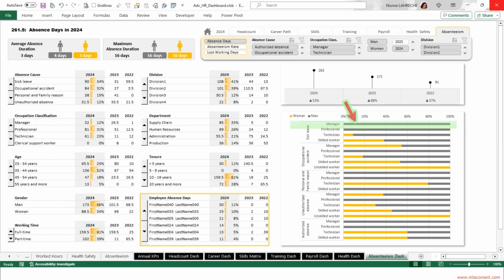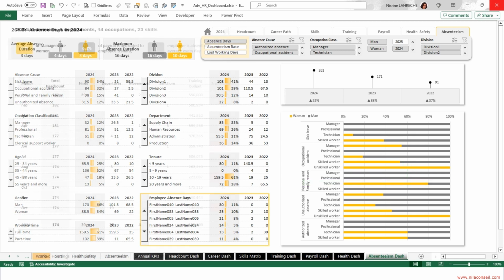100% of managers who were absent due to illness are men. Female technicians requested event leave more frequently than their male colleagues.